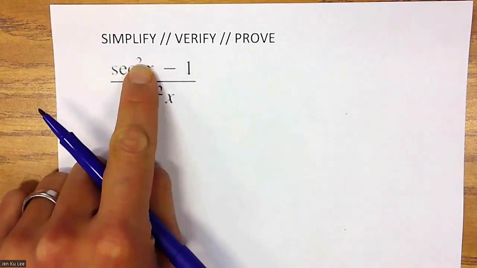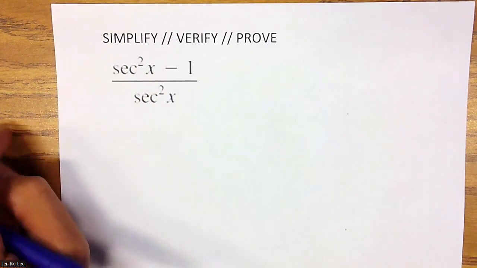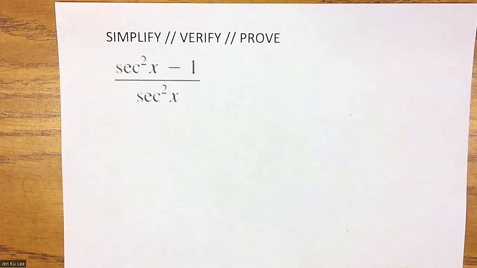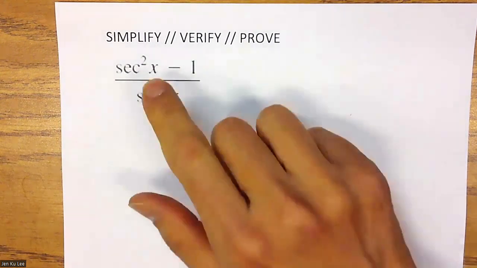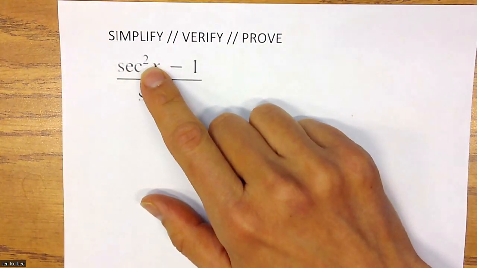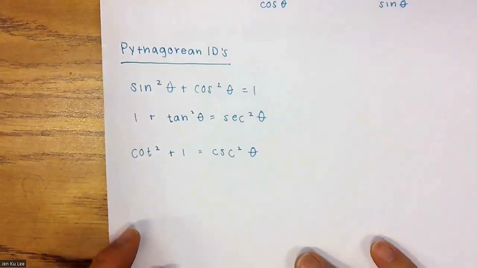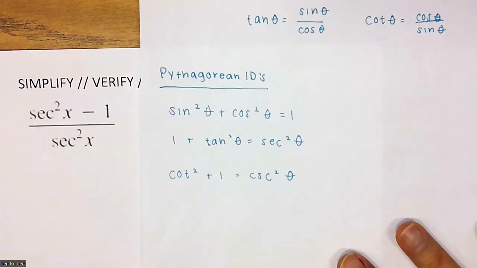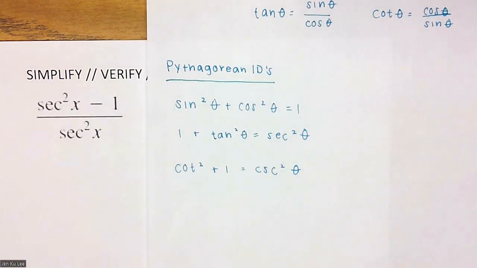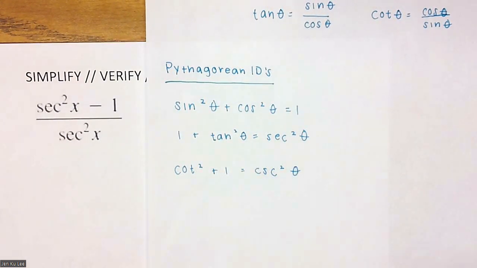I see secant squared x, right? Now remember one of the hints or one of the tips that we talked about is if I see a trig function squared, I am going to think Pythagorean identities, right? So here are the Pythagorean identities. Let me put it side by side. Secant squared x minus 1. I know 1 plus tangent squared x equals secant squared x.